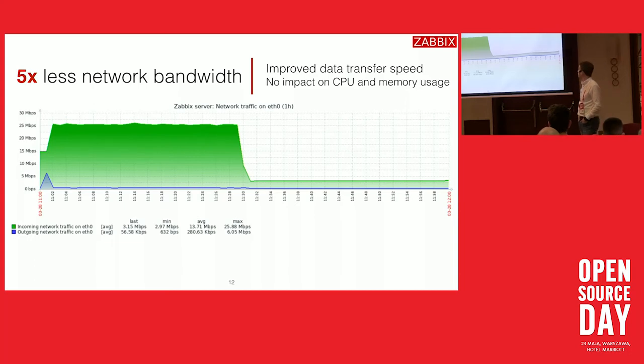What is really nice is that it improves data transfer speed very much, especially if you have high latency between a proxy and the Zabbix server side. There will be far fewer hops between one point and another. And also, according to our tests, there is absolutely no visible impact on CPU usage. We use quite low powered devices, and compression is really cheap now. So you enable or disable compression, and you don't see any impact on CPU or memory usage. So that will be used by default starting from Zabbix 4.0.